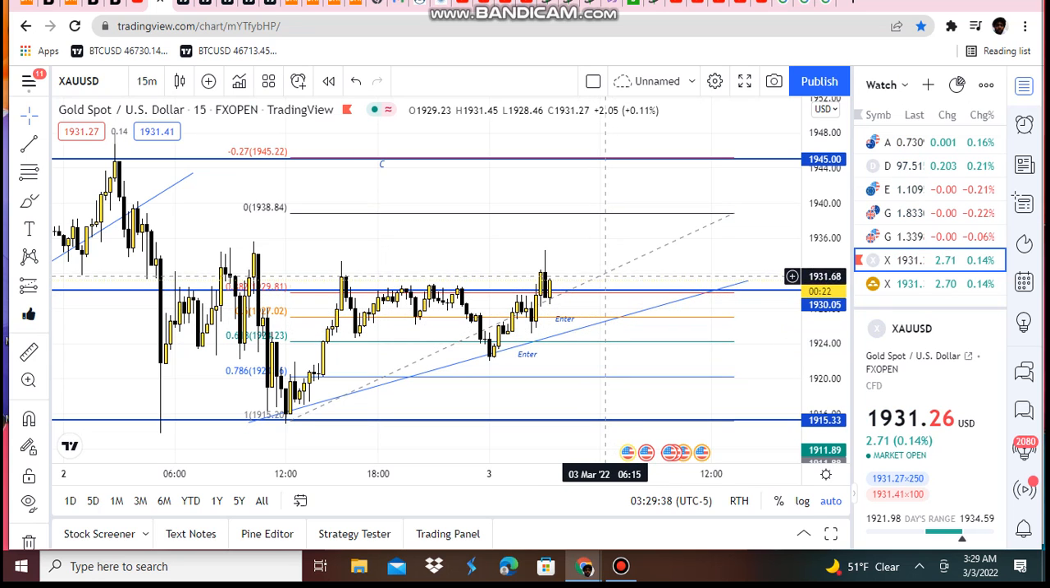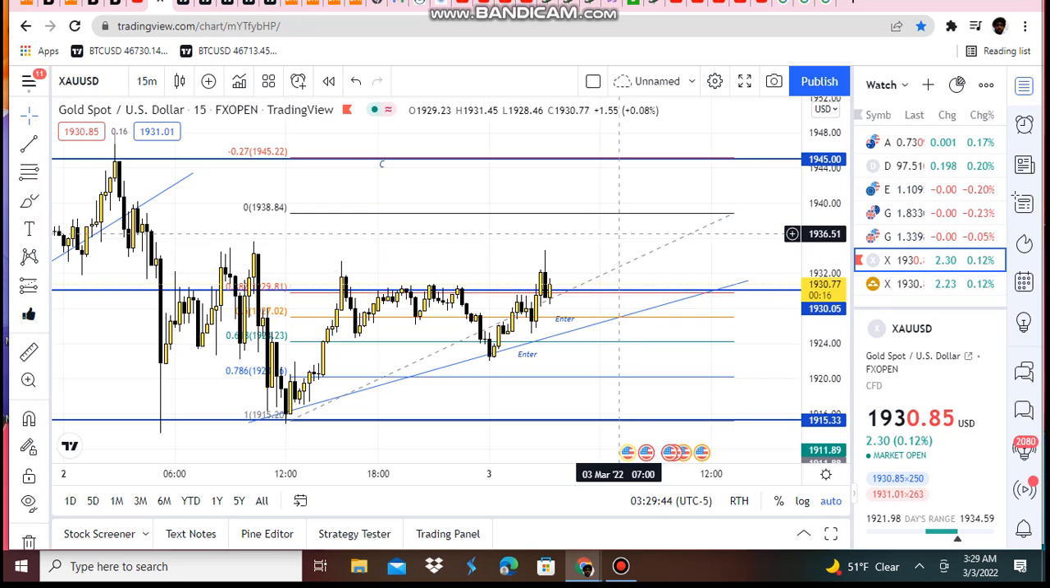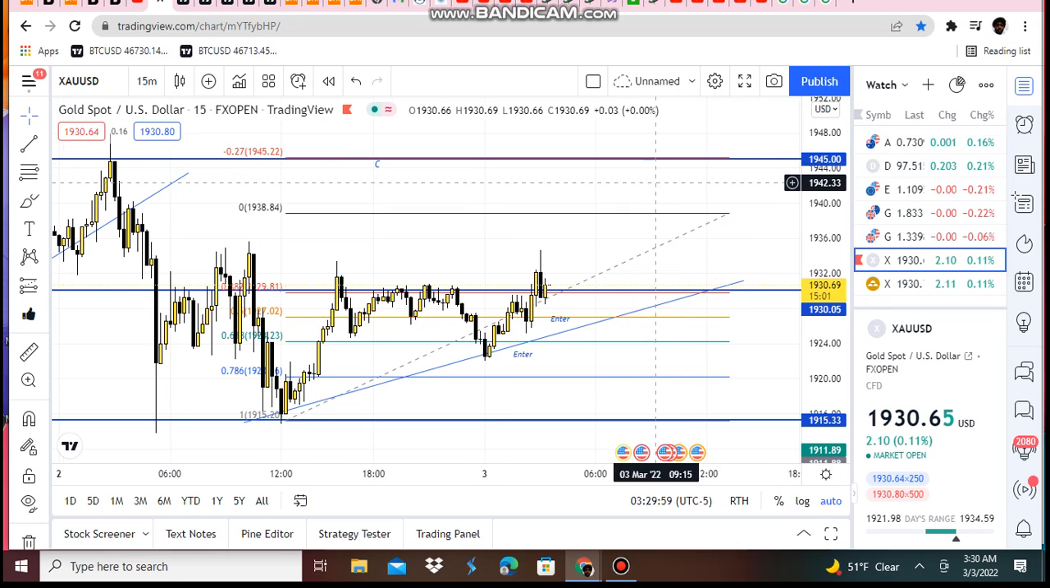Price just broke above 0.382, just broke above take profit 12, 1930, our psychological level, and now it's pushing up to 0, and then eventually take profit 13, our psychological level, 1945, the 27 extension right to C. So gold can go all the way up to C, 1945, gang, and I'll keep you updated.